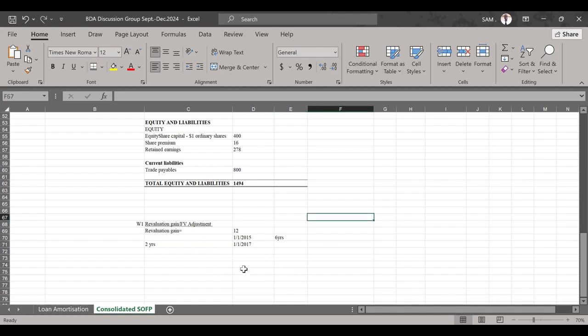Now, if the revaluation gain is 12 million, and from the date of purchase to the date of acquisition, 2 years had elapsed, and when it was purchased, it was supposed to be depreciated over 6 years.